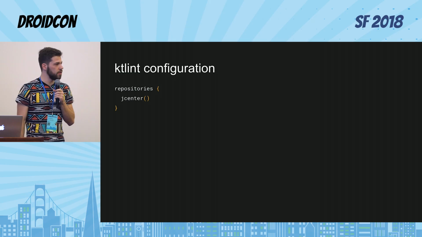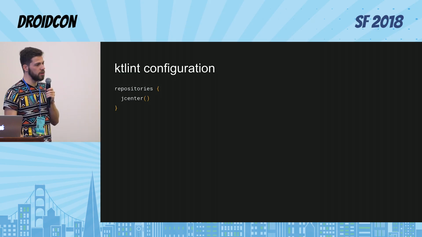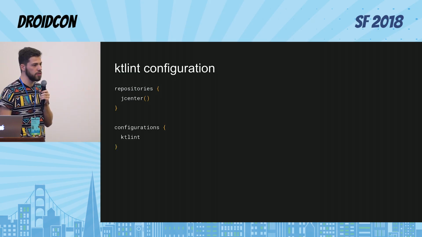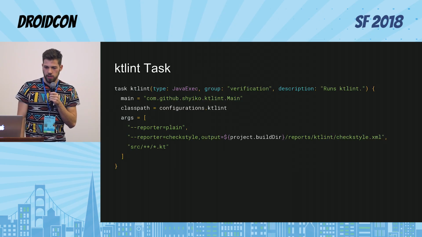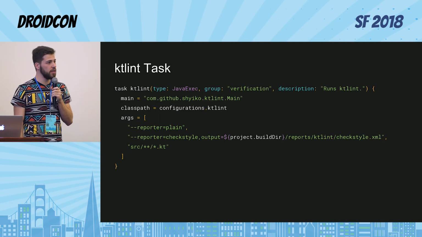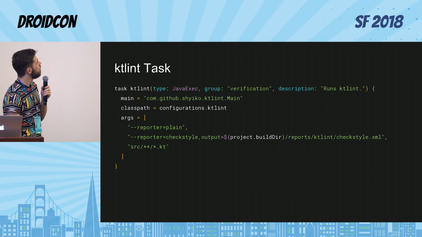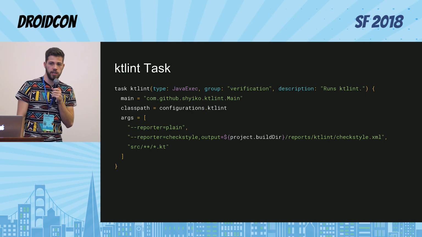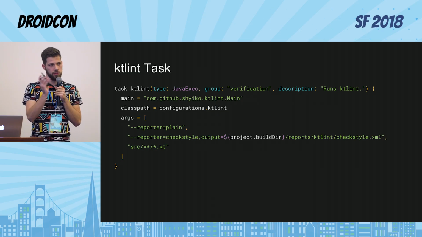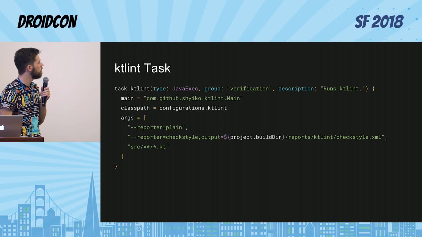Lint. The ceremony is pretty much the same. We have a repository, we create a new Lint configuration, and then we add the Lint dependency. And then there are also the tasks that we can add, like Java execution. We pass in the main file, the class path, and the arguments. So in this case, we want to have a plain reporter and a Checkstyle reporter. And then we pass in all of the files, source, wildcard, star, all of the Kotlin files.